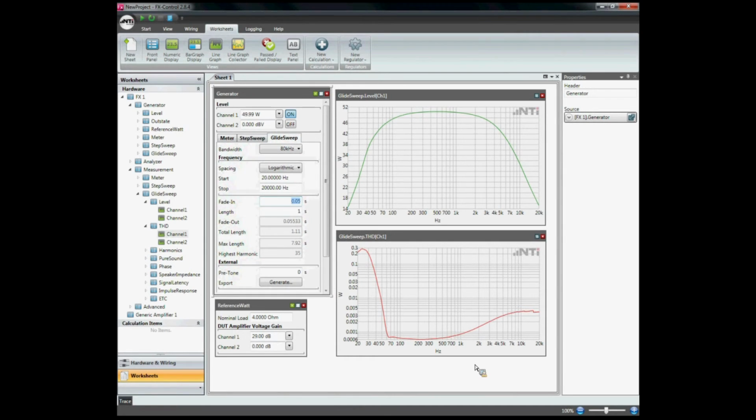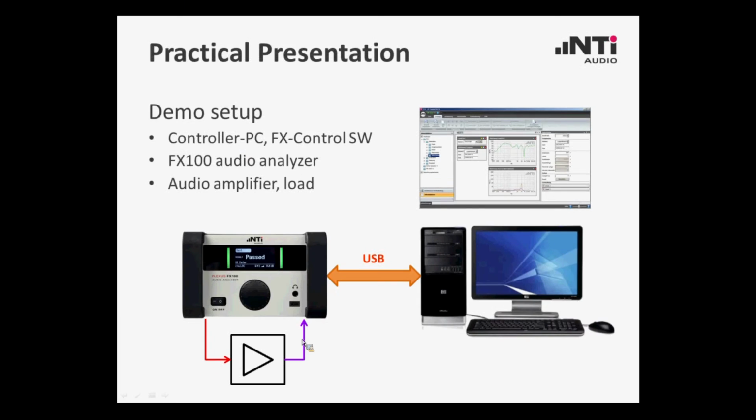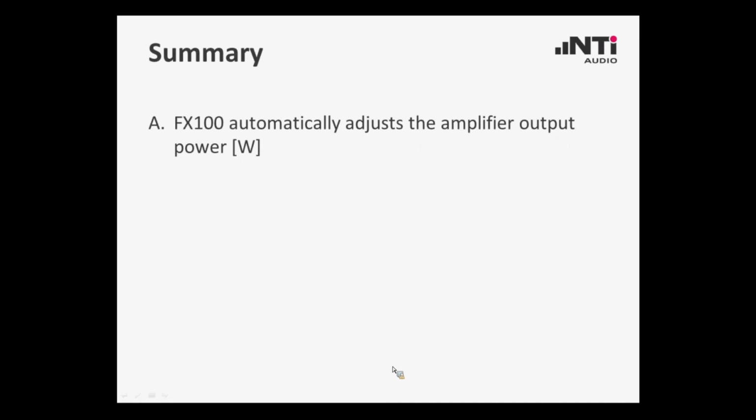Well, let me go back to our presentation and summarize what we have shown to you. First of all, we adjusted the output voltage of the FX100 so that it creates a certain amplifier output power as given by us. Then I started with the measurements.